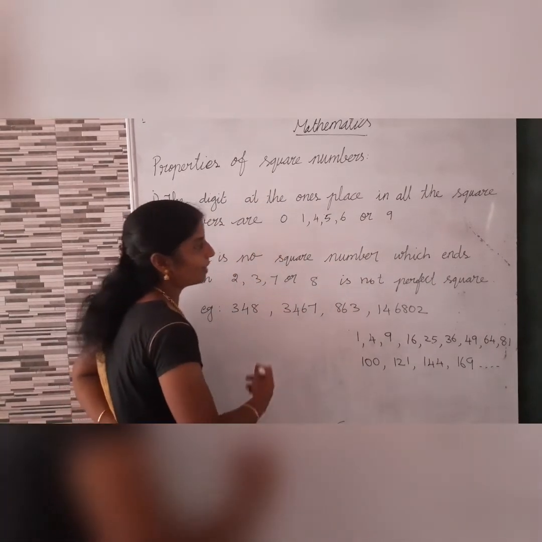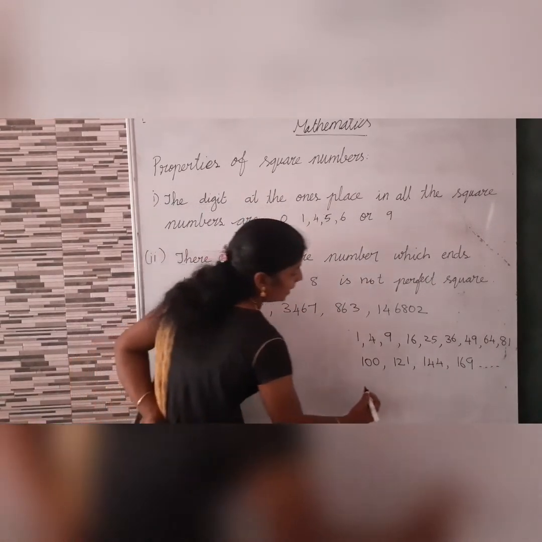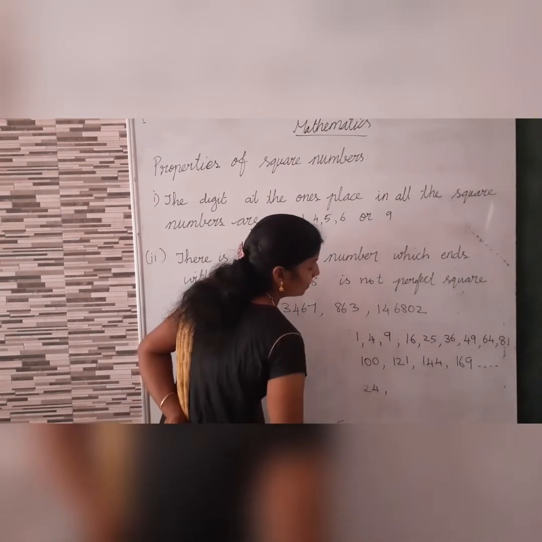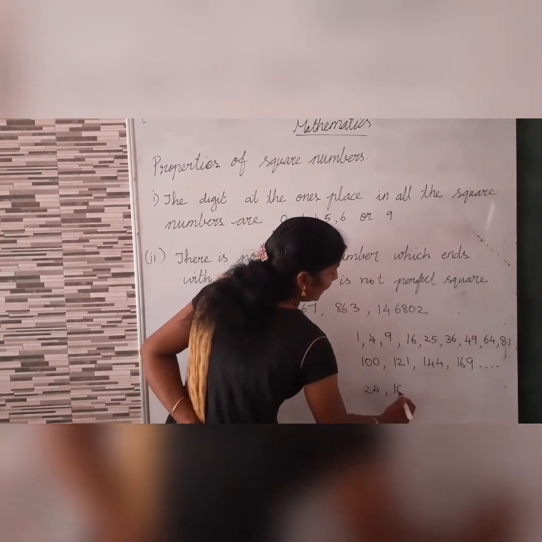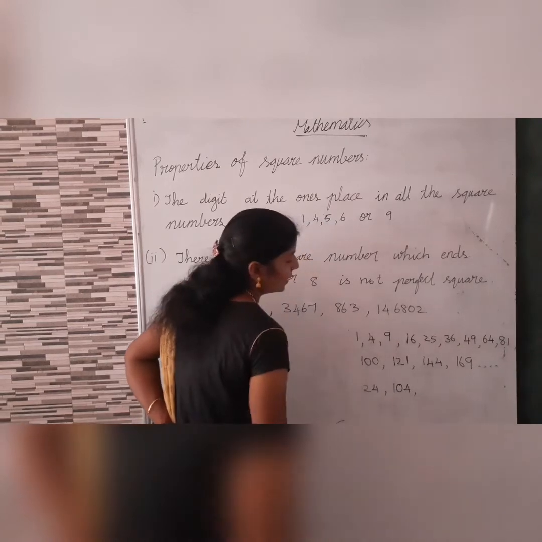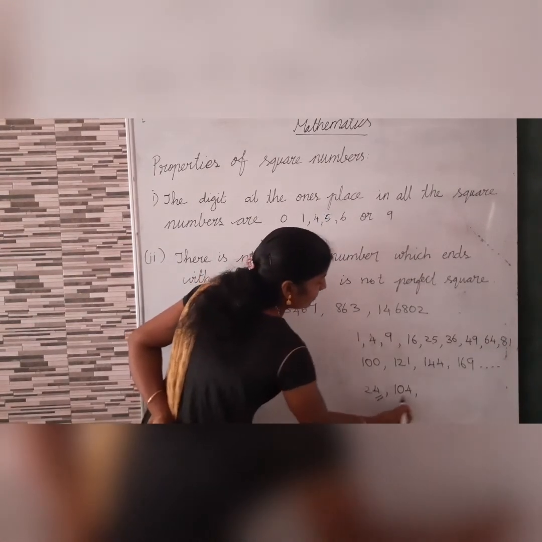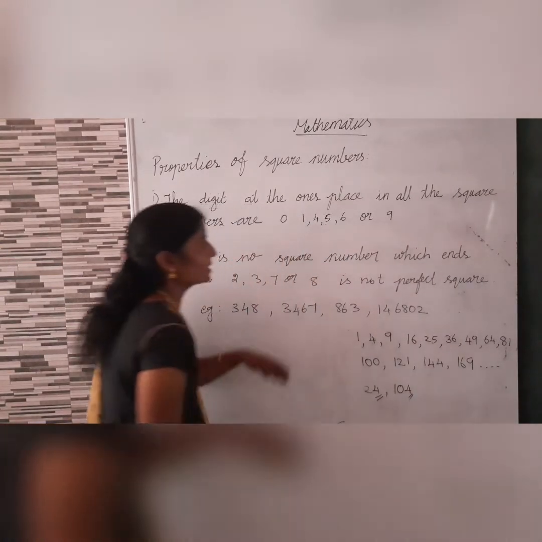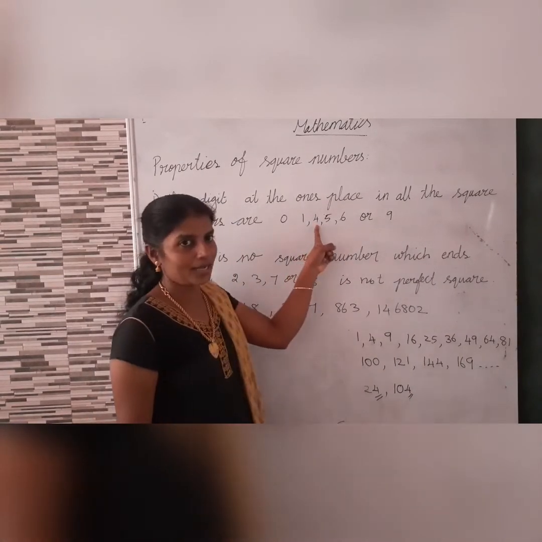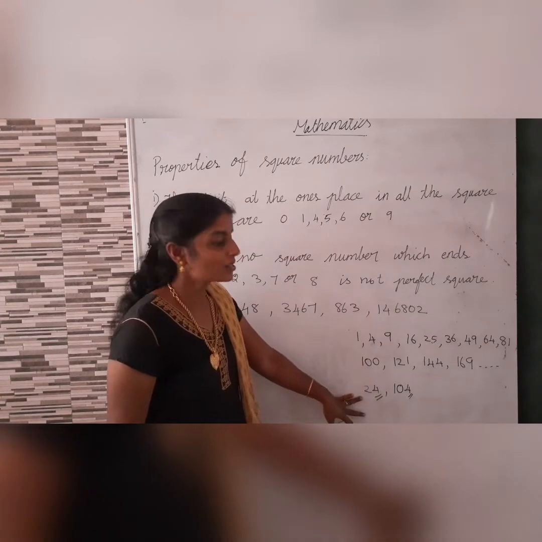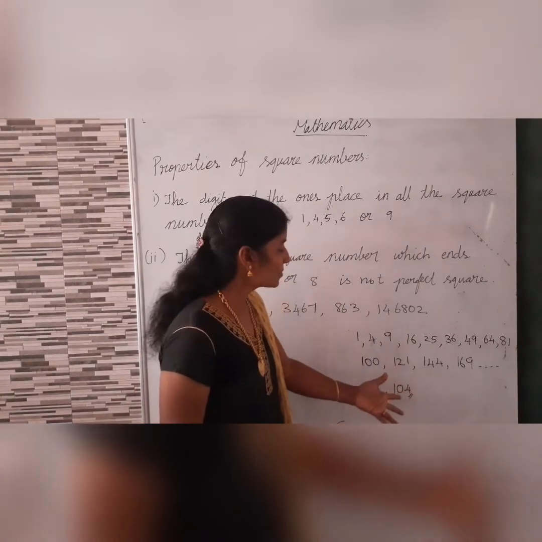But except some numbers. What are the numbers? 24, like this, 24. Then 104. Yes, listen here, ones place 4. But square number means that we have ones place 4, isn't it? But this 24 is not a square number. 104 is also not a square number.